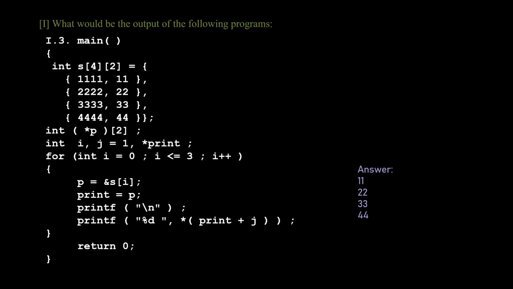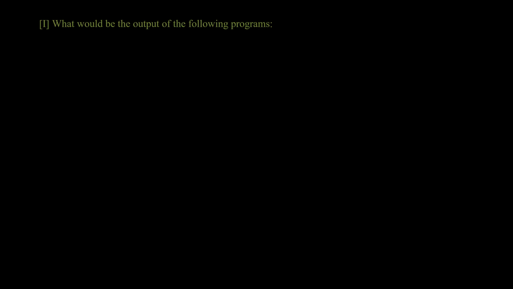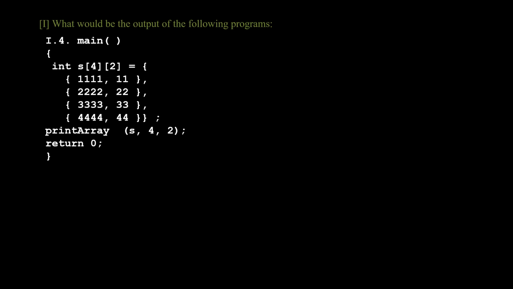So here print is actually pointing to first row and then they are doing a plus 1. So it is always second element in each row. Let us see the next question.